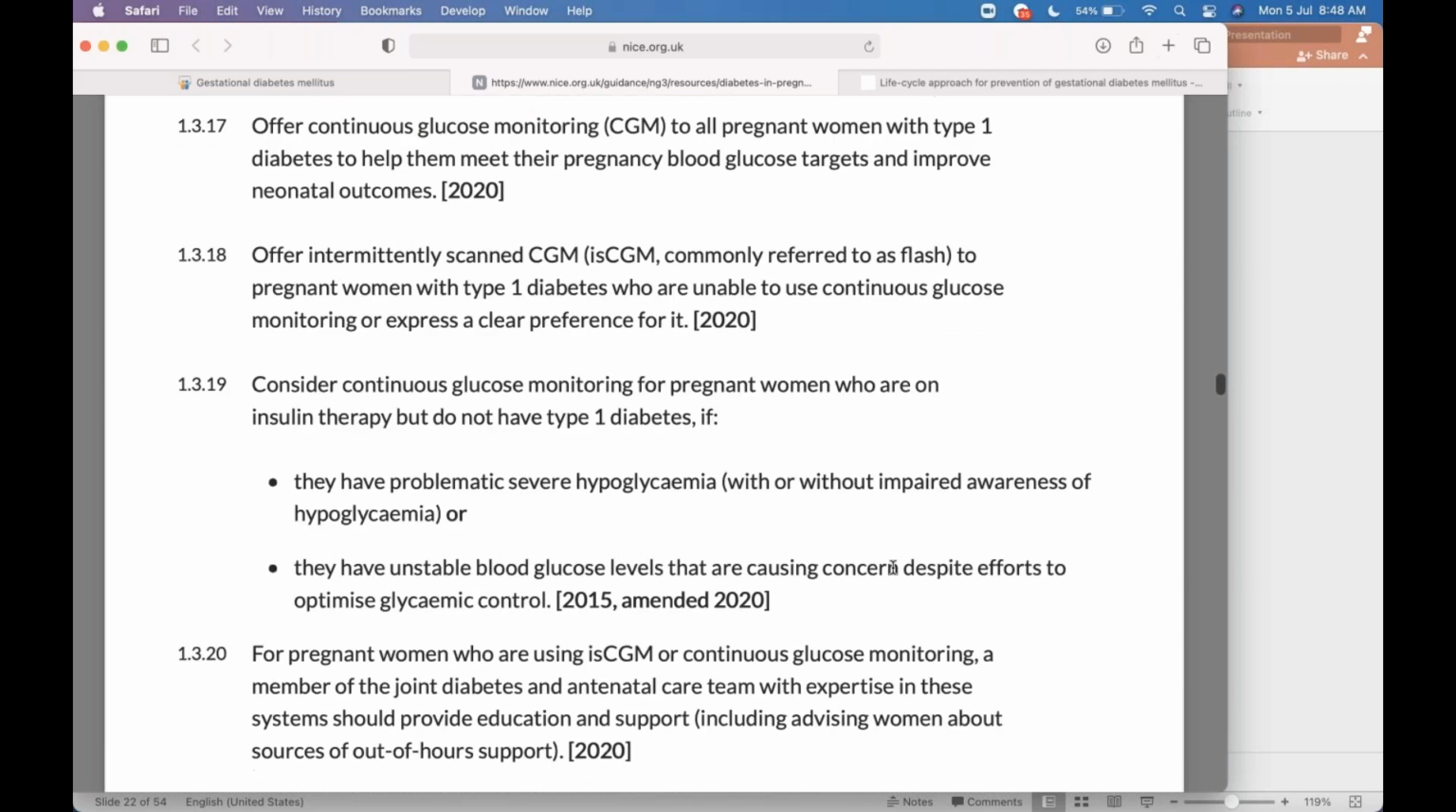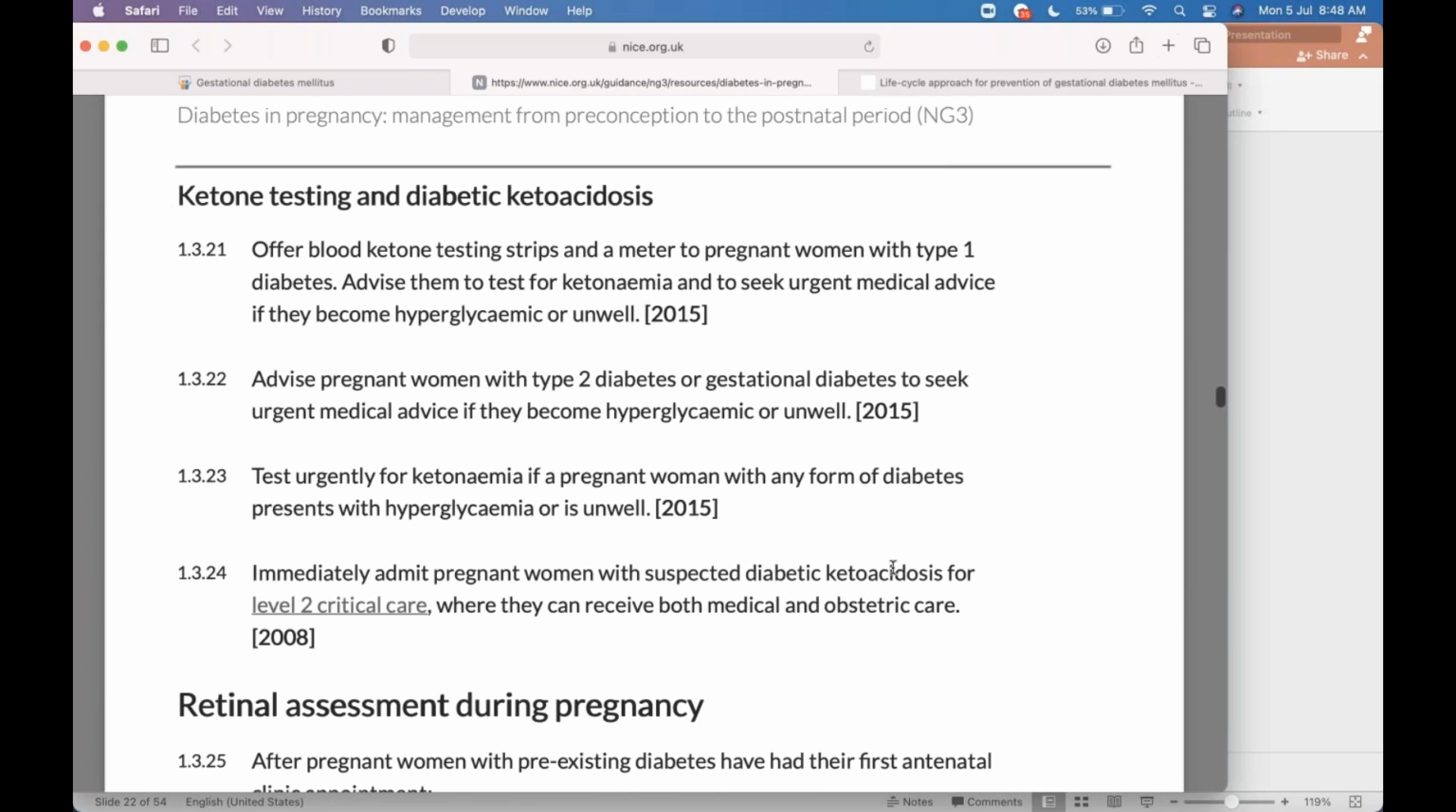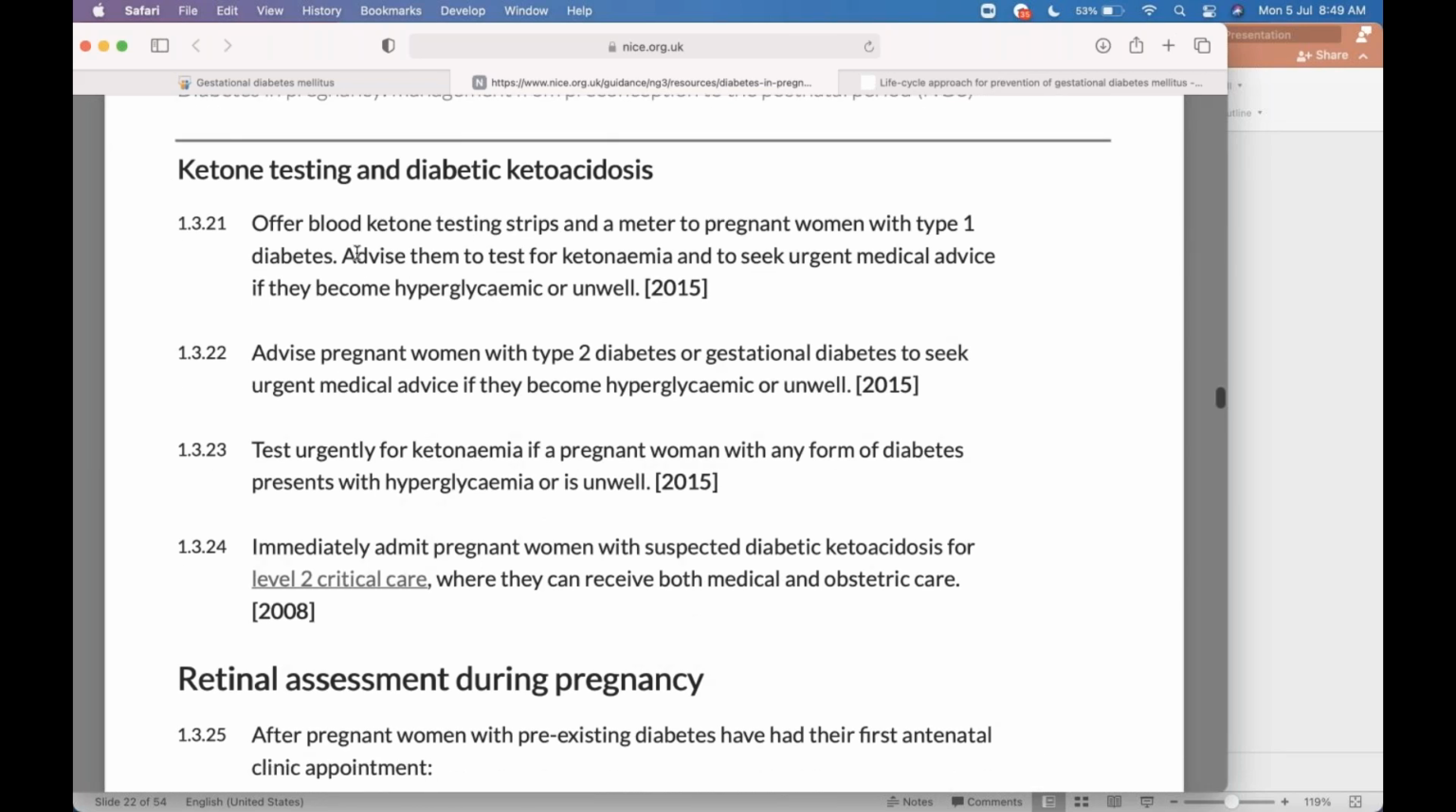Okay, next we have ketone testing and diabetic ketoacidosis. Women with type 1 diabetes are offered ketone strips and a meter, you need to know. Type 1 diabetics are more prone to diabetic ketoacidosis. Now, what do you mean by diabetic ketoacidosis? Can anybody tell me? What are the causes? Why does diabetic ketoacidosis happen? There is a large amount of sugar which develops. Now, why will the sugar in the blood be so high?